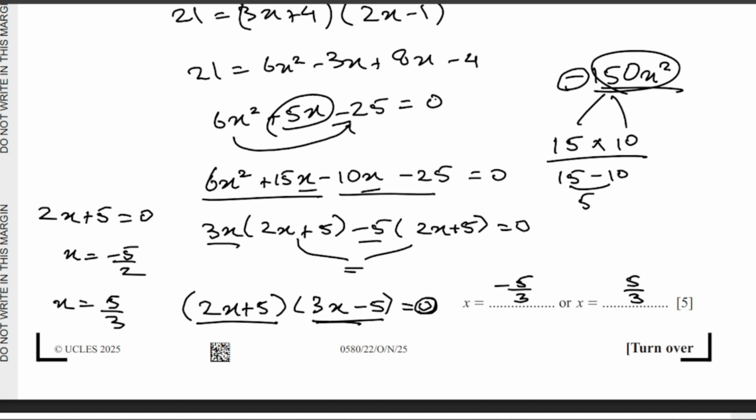Oh, my bad. This is actually 2, not 3, right? As you can see over here, that is 2, not 3. And that is 5 marks.